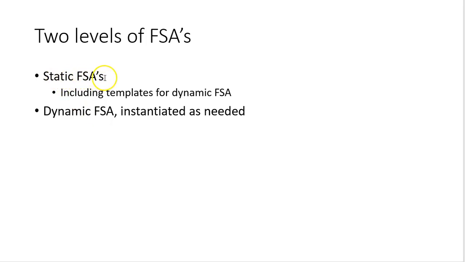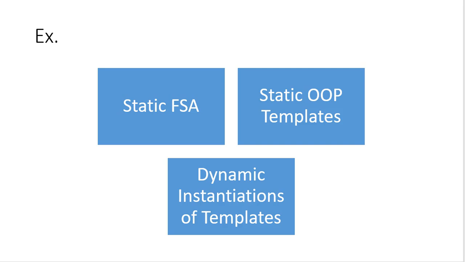We will have a static finite state automata. It's kind of like your main program, and it will have templates for the dynamic finite state automata. No dynamic finite state automata will exist in the beginning, but they will be instantiated as needed. So, for example, I have my static finite state automata and my static OOP templates. And then, as I'm running this, I will instantiate these templates as needed, switch control down to these subroutines, and then return.